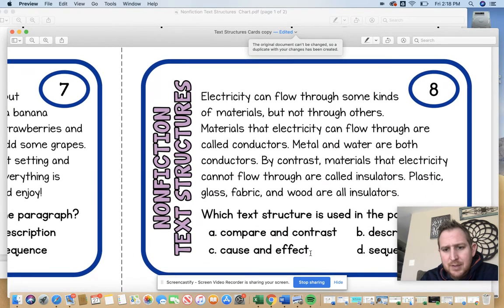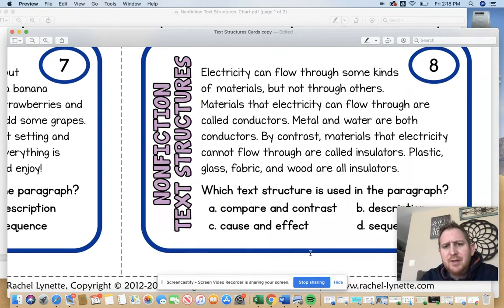All right, last one. Electricity can flow through some kinds of materials, but not through others. Materials that electricity can flow through are called conductors. Metal and water are both conductors. By contrast, materials that electricity cannot flow through are called insulators. Plastic, glass, fabric, and wood are all insulators.